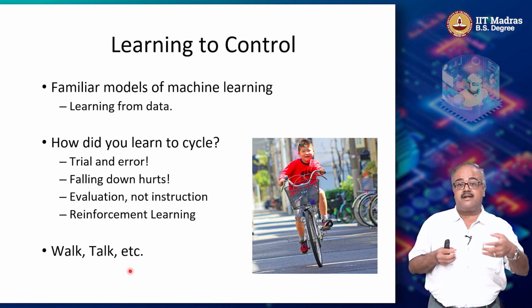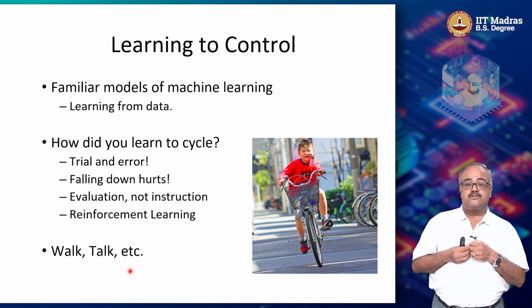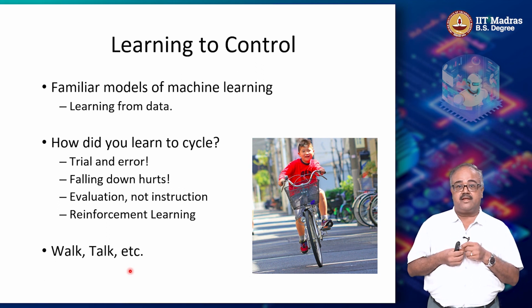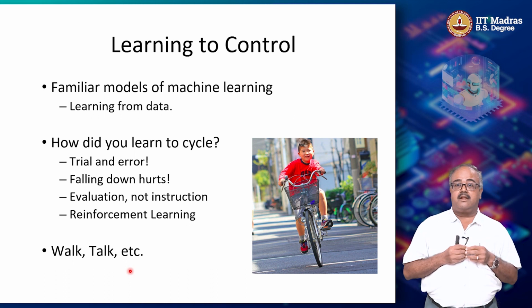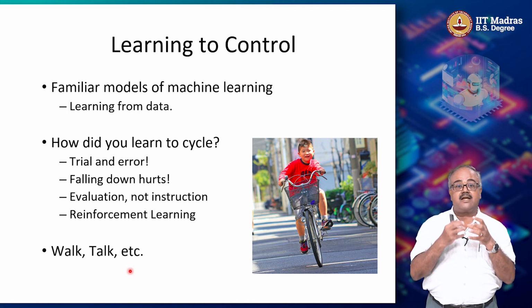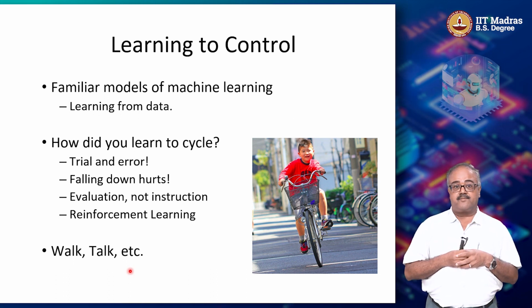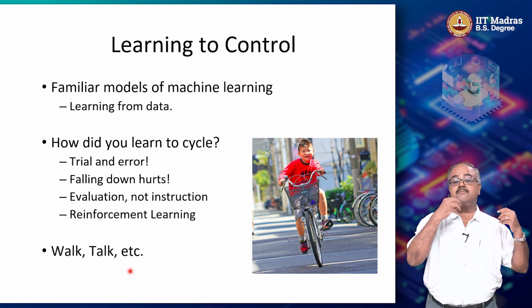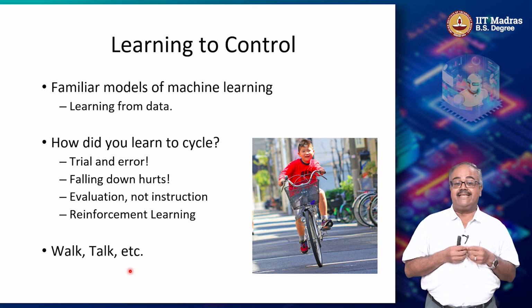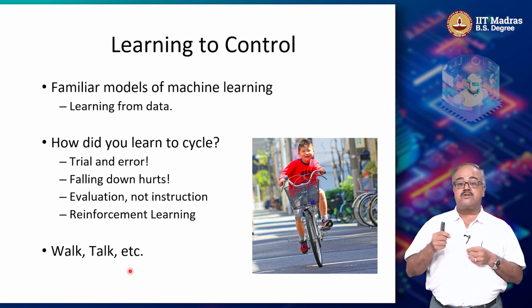If you fall down, you get hurt, then that's not the right thing to do. You try to do something different, right? So this kind of a trial and error learning paradigm is the crux behind what is reinforcement learning. We're talking about systems that are very complex. It's not something that you can very easily write down a control system for.